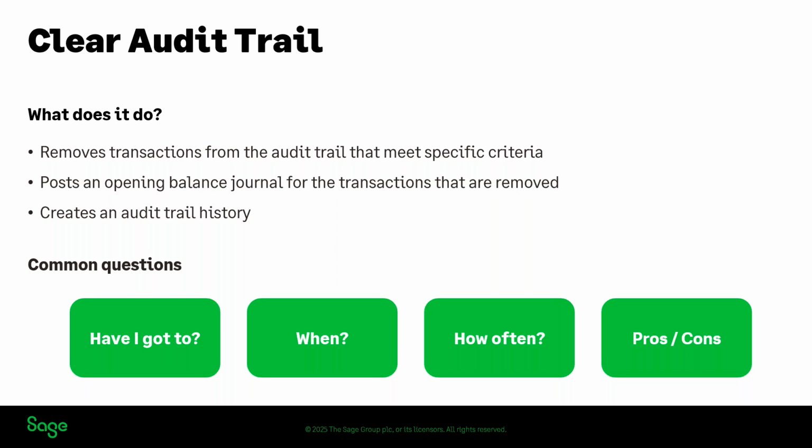Pros and cons. Now, I'll pick up on the downside first of all. Clearing your audit trail means that you're removing your history from your accounts. And yes, you would take a backup beforehand, and you would probably take a company archive beforehand as well, just so that you've got copies of all that information should you need to refer back to it.